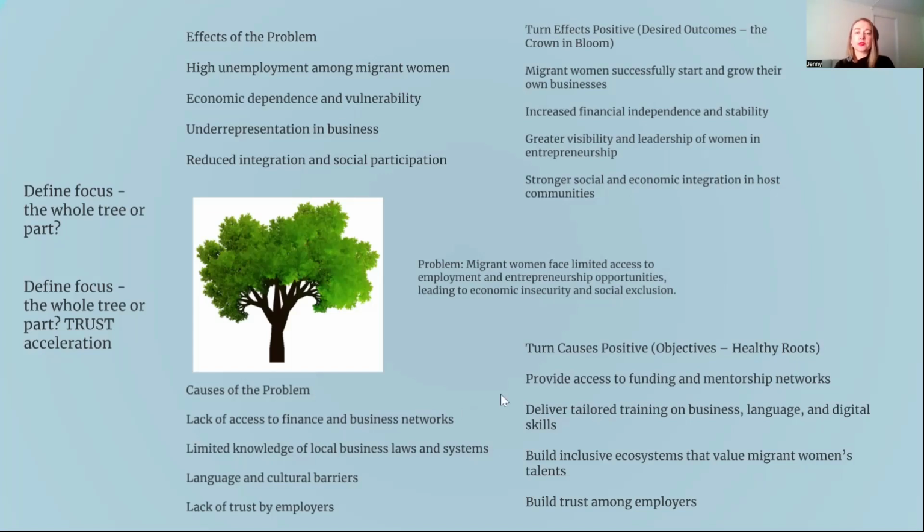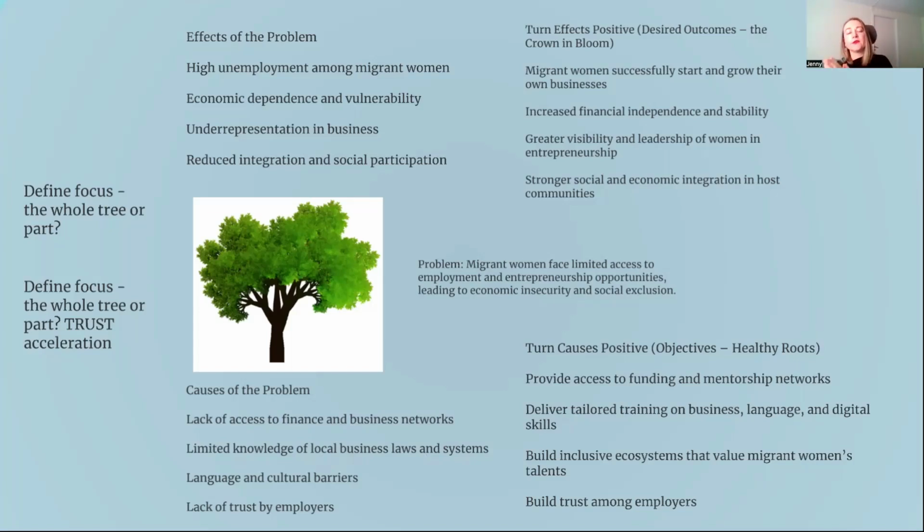If the problem was a lack of access to finance and business network, we say that we will provide access to funding and a mentorship network, we will solve this. So it becomes the specific objective of your project. If the problem was limited knowledge of local business laws and systems, then you turn it to positive: you need to deliver tailored training in business language and skills. If it's lack of trust, you need to build up a system in order to mend this trust.